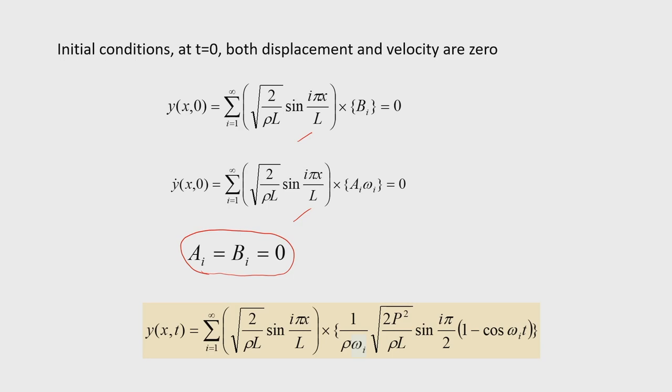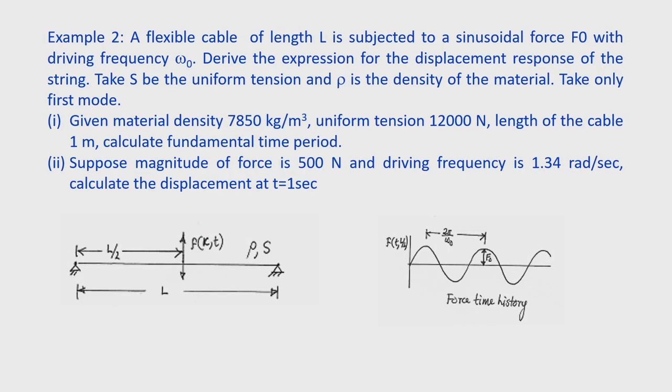Therefore the response of the string to step excitation is y(x,t) summation i equal to 1 to infinity, then this is the term which contains phi(x). So root over 2 by rho l sin(i pi x by l) into 1 by rho omega_i, root over 2 P square by rho l sin(i pi by 2) into 1 minus cos(omega_i t). So this is the final expression for the transverse displacement of the string subjected to step input at the center. Okay.